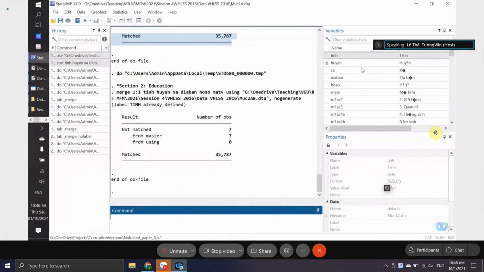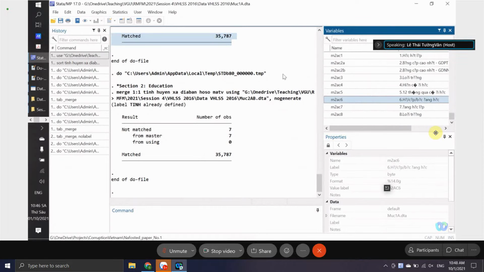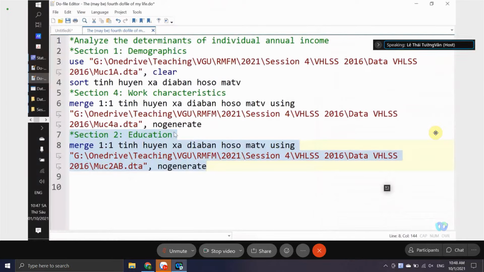Now, if we merge section 2, then you have a look at the variable window. You will see that all of them are brought into one data set, one by one. Yeah, clear? This is what I want you to do. So you know how to merge two data sets. Now, having the data set in our memory, we can start doing something.